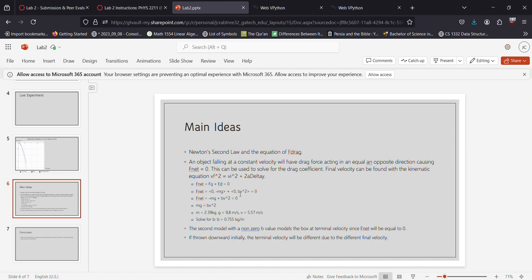So the second model, the model with a non-zero drag coefficient, predicts a terminal velocity, since negative mg plus b times v squared is equal to F net, which is equal to 0. It cannot have b equal to 0, as that would make it impossible for F net to be 0 unless the mass was 0 or g was 0, and that is impossible in this experiment. If it was thrown downward initially, the terminal velocity will be different, since there will be a different final velocity. As shown in this kinematic equation, there would be a non-zero initial velocity, and that would change the drag coefficient.